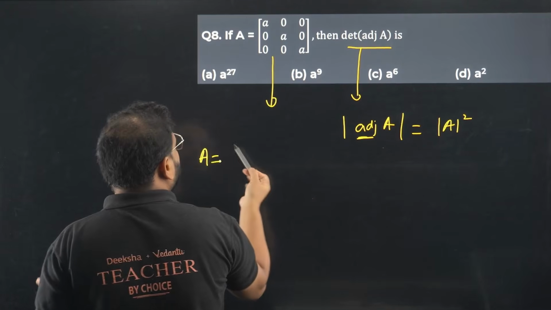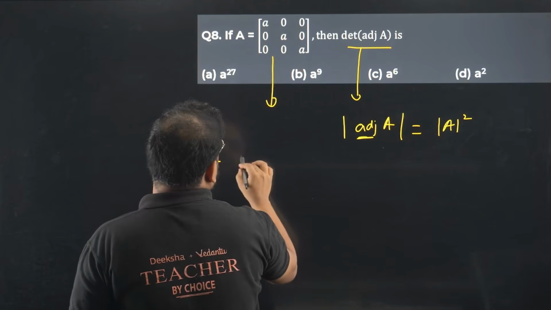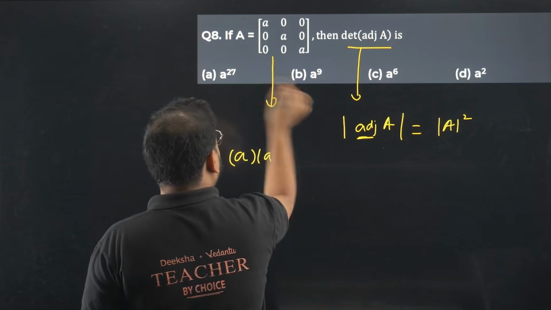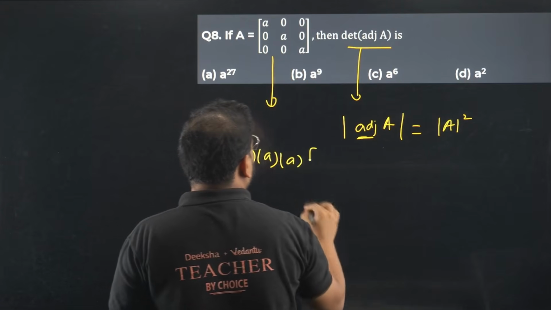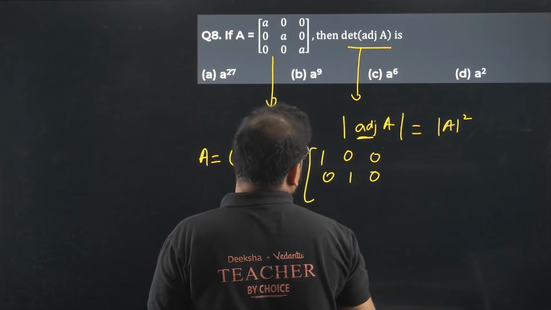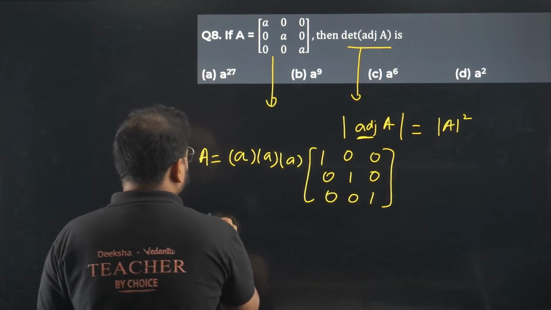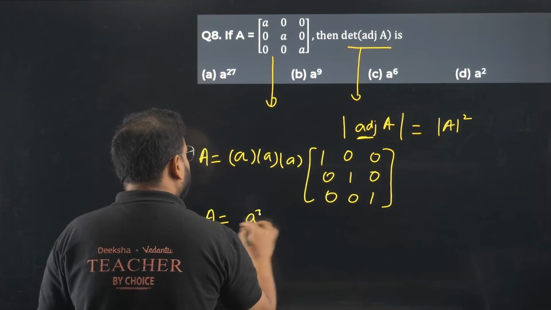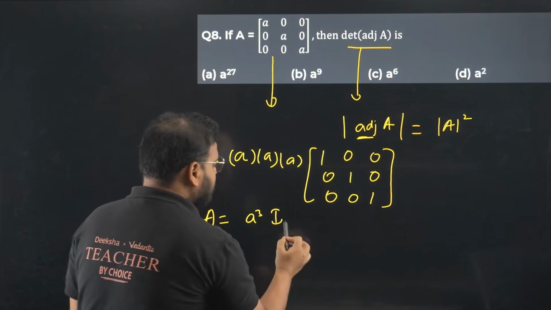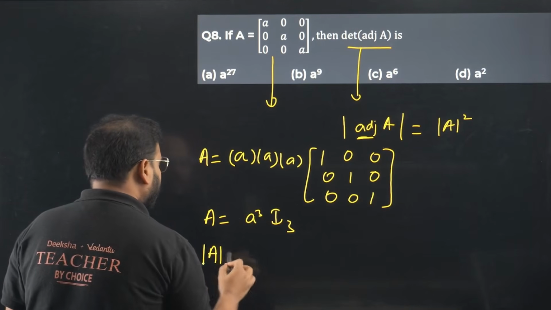Matrix is given like this. Can you take A common? Let's do one thing. Take A common from the first row, we get A. From the second row again we get A. From the third row also we get A. What is left now? 1 0 0, 0 1 0, and we have 0 0 1. Basically we have A equals A cubed times matrix I, the identity matrix of order 3. What I want is the determinant of this, so we'll write here determinant of A will become what?